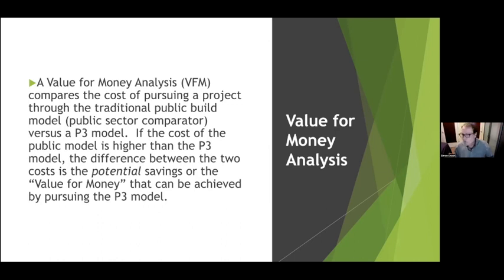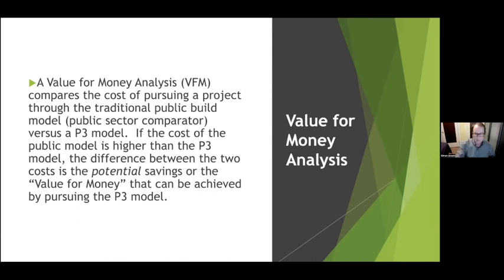If the cost of the public model is higher than the P3 model, then the difference between these two costs is the potential savings or value for money that can be achieved by pursuing the P3 model. Now, if you look at these value for money assessments, you will notice one very curious thing, and that is the public model is always the cheaper option at the outset. Not some of the time or most of the time, it is always the cheapest option at the outset.